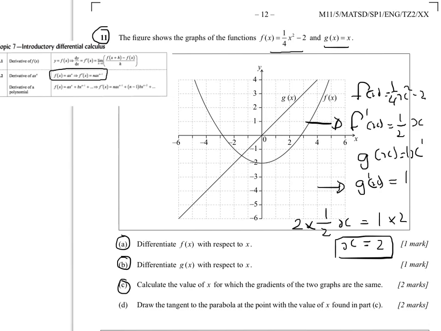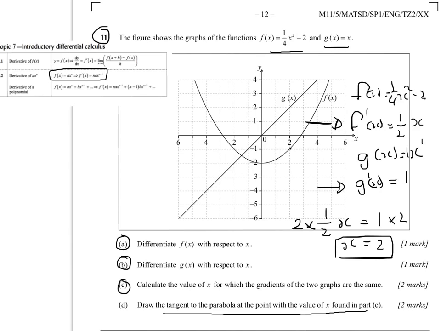So when x is equal to 2, the gradients of both the graphs are the same, and obviously they're both equal to 1. Then it says draw the tangent to the parabola at the point for which x found in part C. So in doing this, I'm going to be wanting to draw this value. I want to draw the tangent. So I'm looking at when x is equal to 2. So x is equal to 2 here. So I'm looking at that point over here, and I want to draw the tangent.